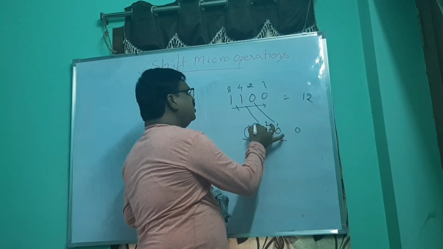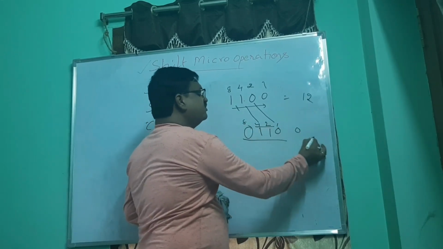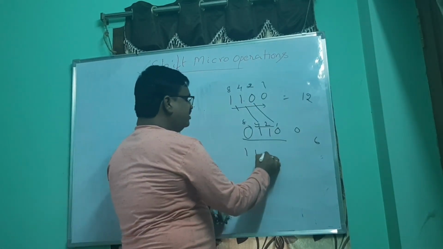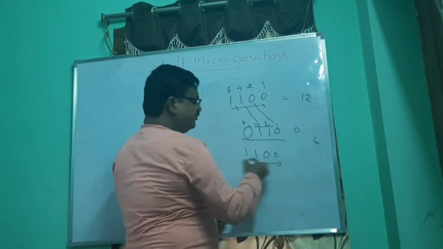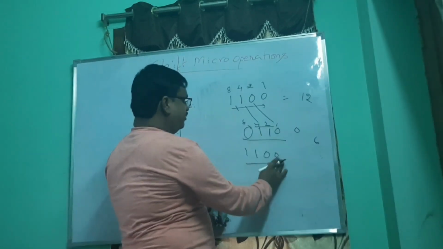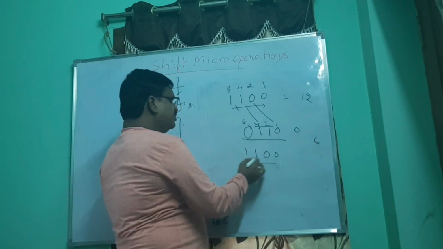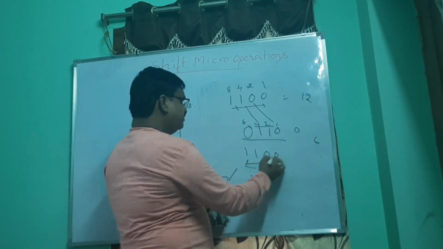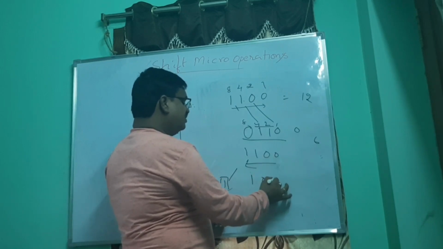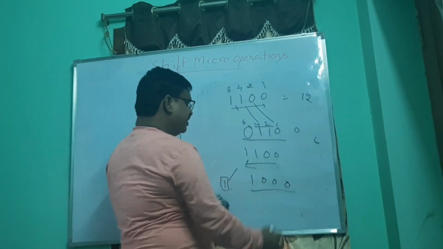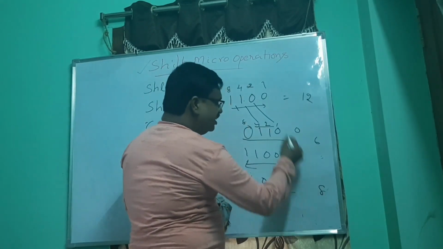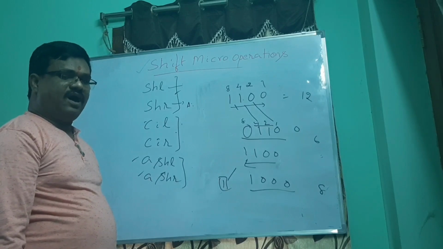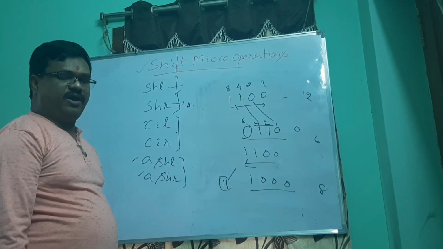1, 2, 4, 8. It is 6. Now we will move that side. 1, 1, 0, 0. If you move like this, sorry, previously we have moved. If you move like this, what will happen? This 1 is discarded and we will get a 1, and 0, 0, and 0. So this will become 8. So here also the number is going to decrease or increase with the value of base 2.